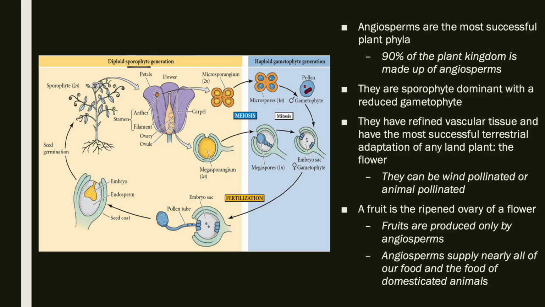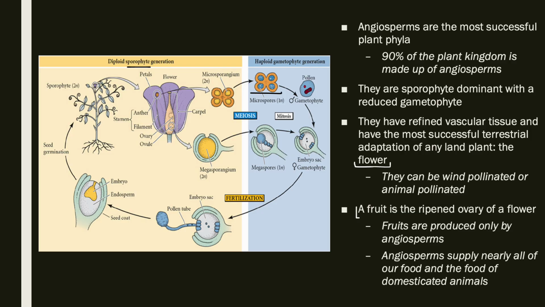So sporophyte dominant with a highly reduced gametophyte. Again, just like in our gymnosperms, our gametophyte is only a few cells at this point. Highly refined vascular tissue. They're the most successful land plants. And we have one other super important feature, the master of reproduction structure called a flower. And the flower is just the reproductive structure of any angiosperm, just like a cone is the reproductive structure of a gymnosperm. And flowers are what enabled this plant group to be so successful, because flowers can be wind pollinated, animal pollinated, and they really have developed this master of architecture in terms of reproduction in the flower.